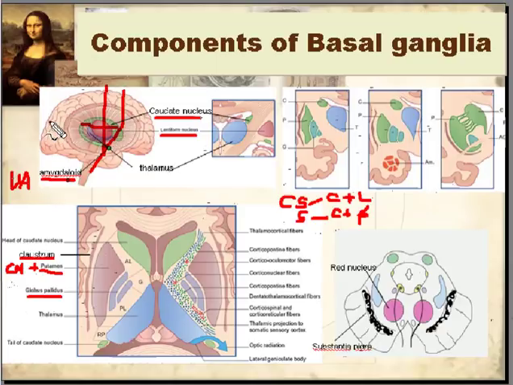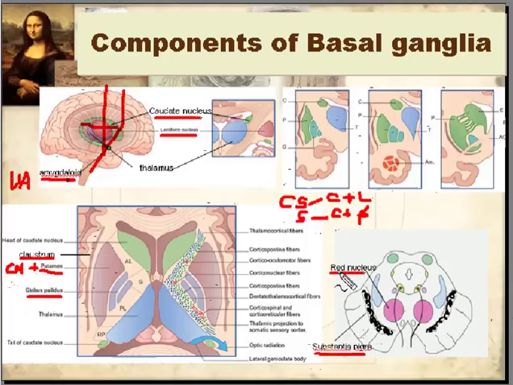Now, other areas which are related to basal ganglia and influence it are the substantia nigra, which is present in the midbrain, and it's called nigra because it has melanin pigment in it, which gives it a black color. So this is the substantia nigra. And then we also have the red nucleus present in the midbrain, which again influences the basal ganglia and has connections with it, and the red nucleus is mainly important for learned motor activity.